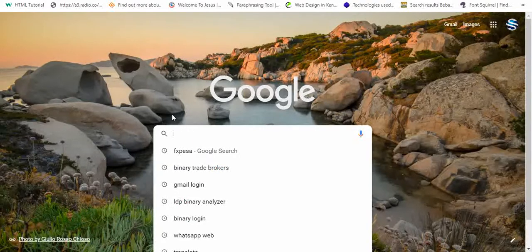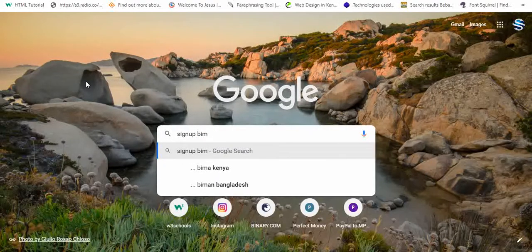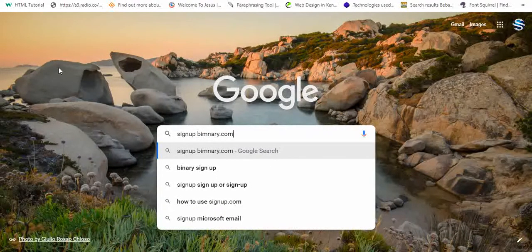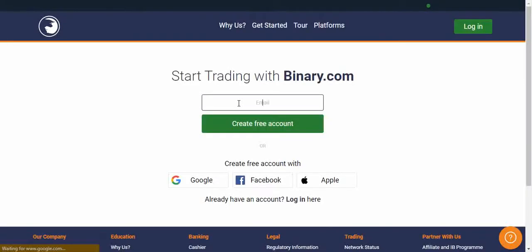So now let me Google that. Sign up binary.com. Sign up means you are creating an account. You see, when you are signing up, you will get this page. Just go to binary.com/en/new account. So you're creating a new account. It's very easy. You don't need many details. You'll just have to put your email address here.